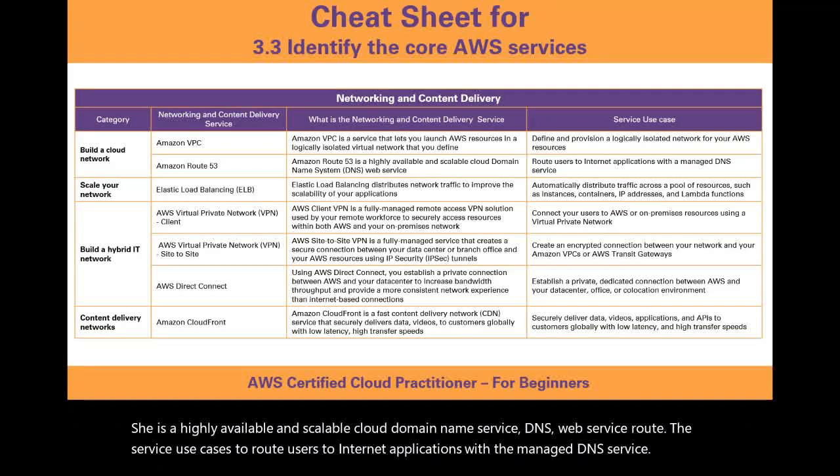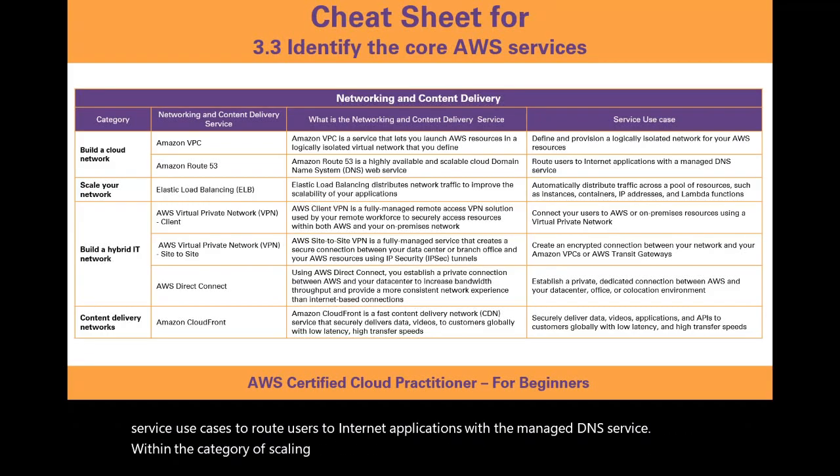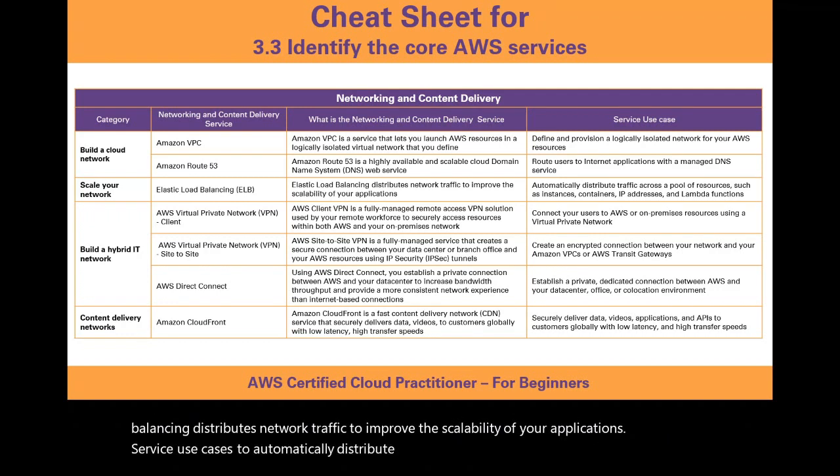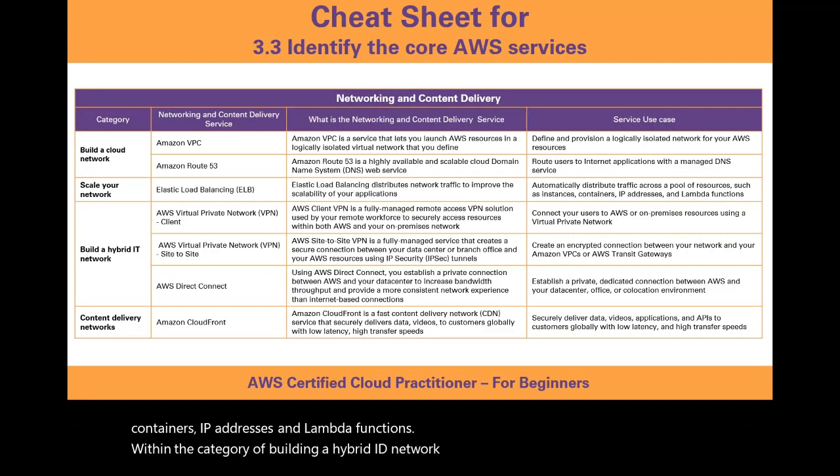Within the category of scaling your network, we have Elastic Load Balancing. ELB, or Elastic Load Balancing, distributes network traffic to improve the scalability of your applications. The service use case is to automatically distribute traffic across a pool of resources such as instances, containers, IP addresses, and Lambda functions.